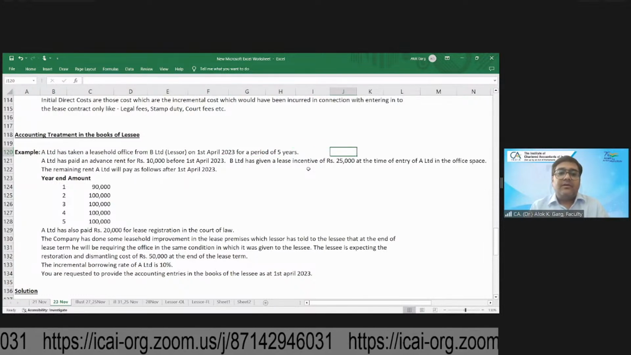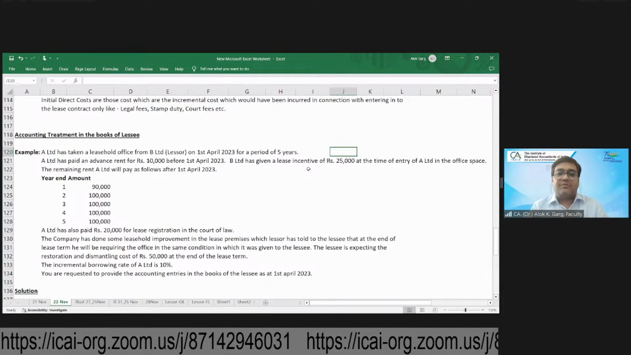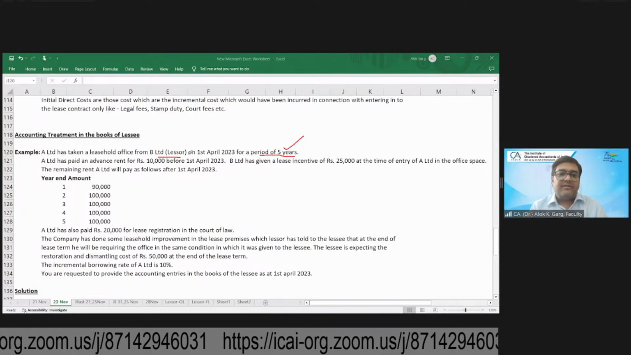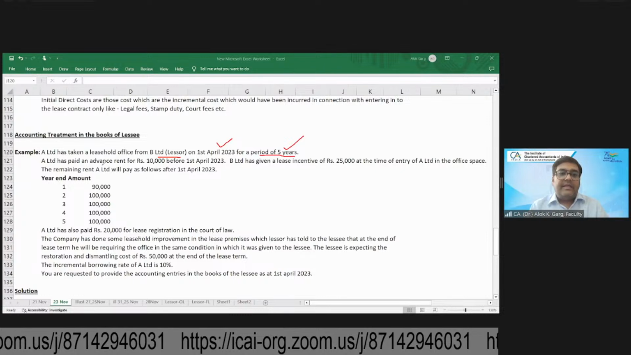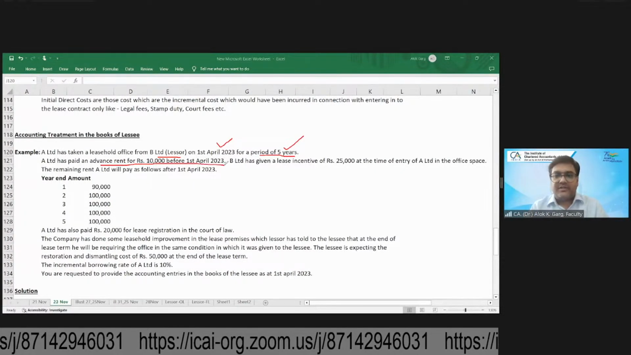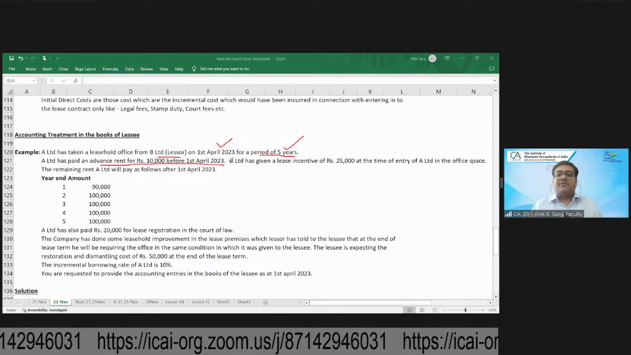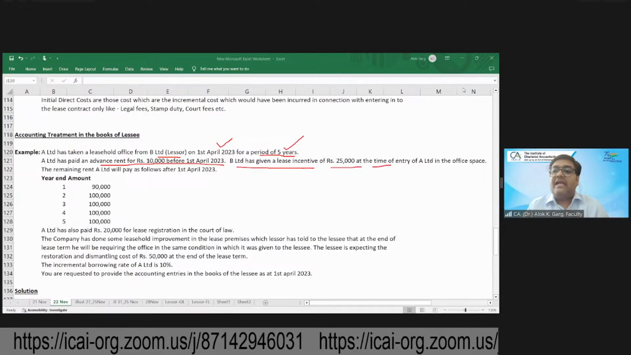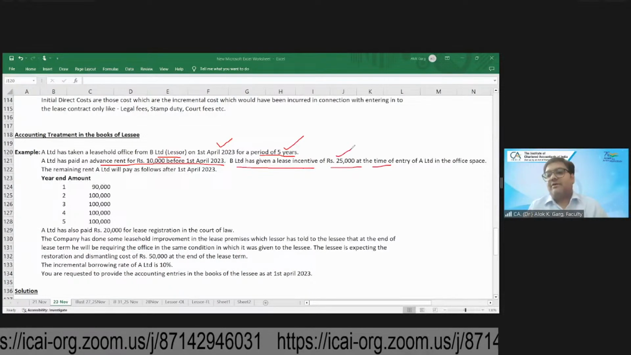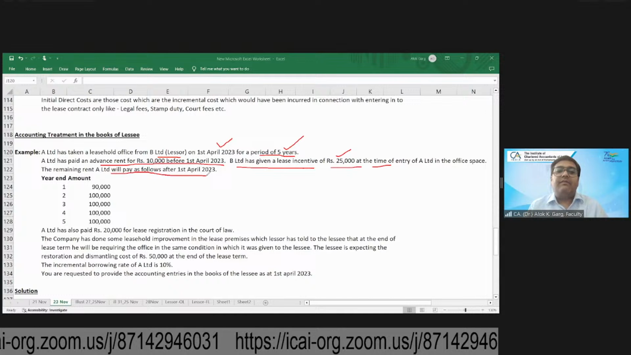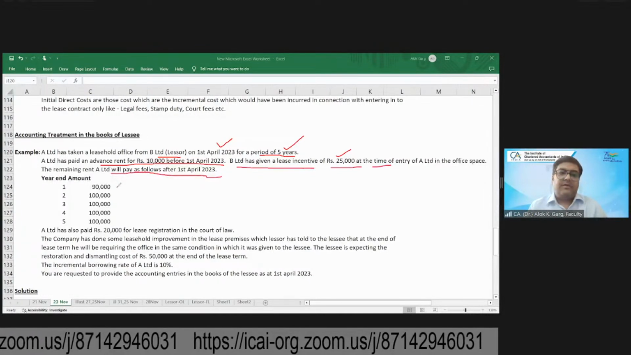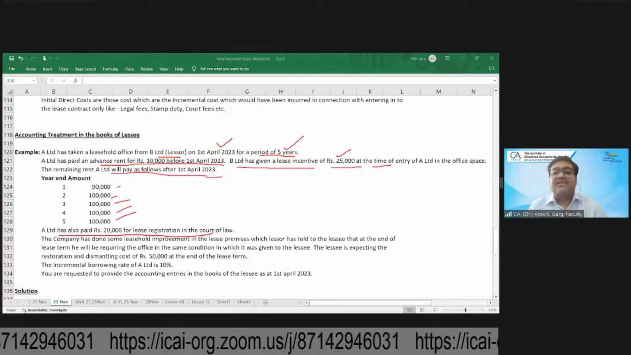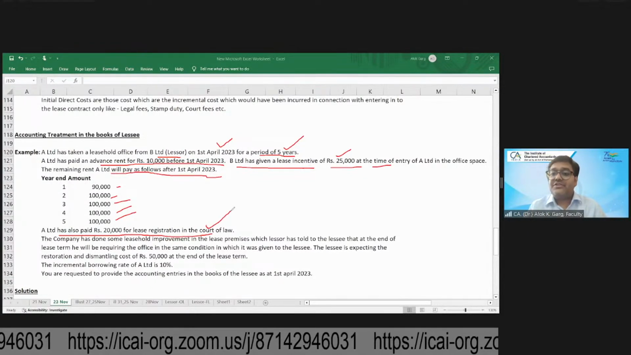A Limited has taken a leasehold office from B Limited on 1st April 2023 for a period of 5 years. The period is 5 years and the starting date is 1st April. A Limited has paid an advance rent of 10,000 before 1st April 2023, so before the commencement date it has paid 10,000 rupees. B Limited has given a lease incentive of rupees 20,000 at the time of entry of A Limited in the office space. The remaining rent A Limited will pay after 1st April 2023 as follows: 90,000, 1 lakh, 1 lakh, 1 lakh, 1 lakh. A Limited has also paid rupees 20,000 for lease registration in the court of law. It means initial direct cost.